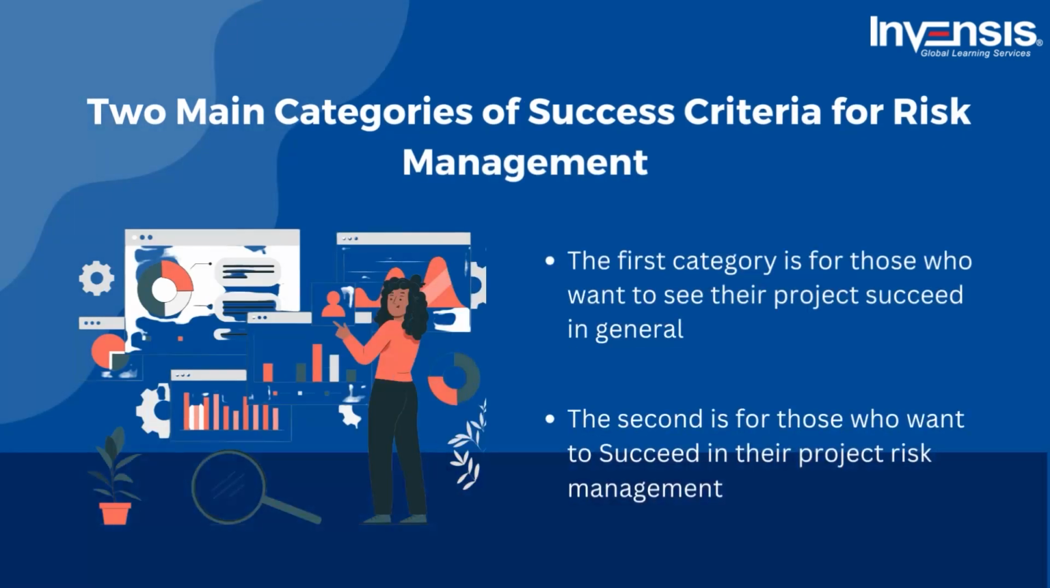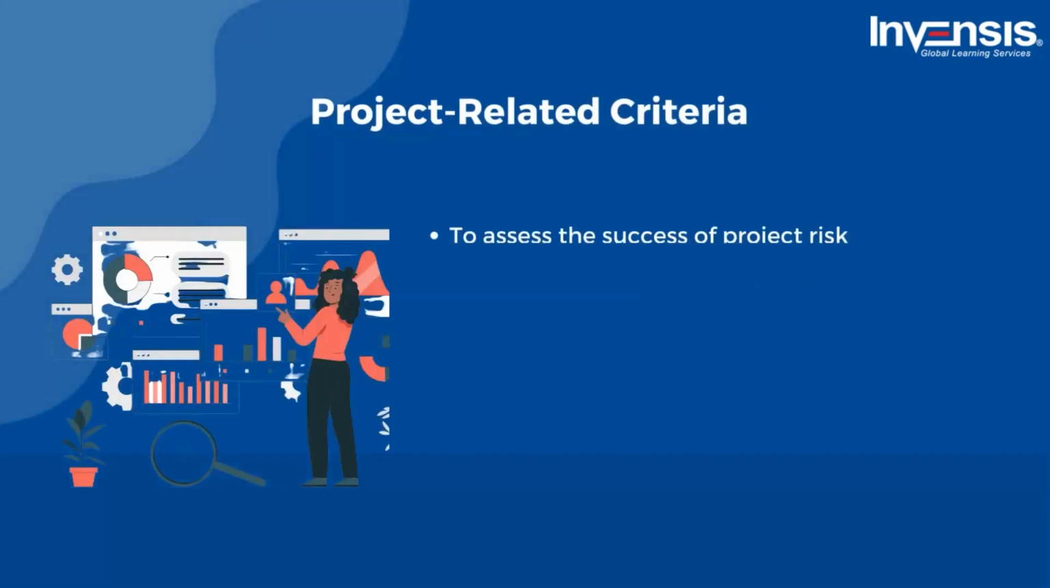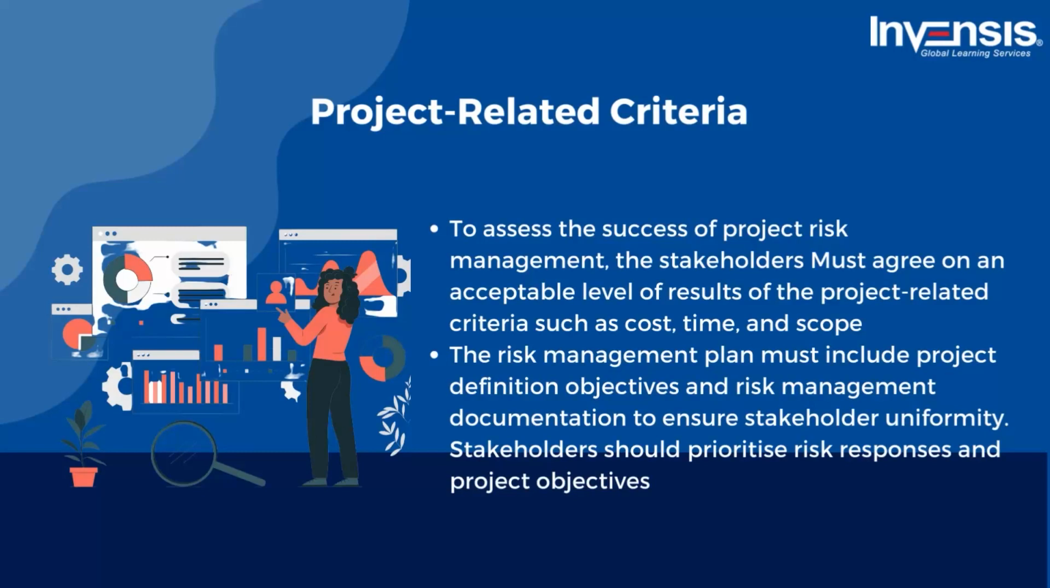There are 2 main categories of success criteria for risk management. The first category is for those who want to see their project succeed in general, and the second is for those who want to succeed in their project risk management. We will discuss each of these categories in detail. The first one is called project-related criteria. To assess the success of project risk management, the stakeholders must agree on an acceptable level of results of the project-related criteria such as cost, time, and scope.